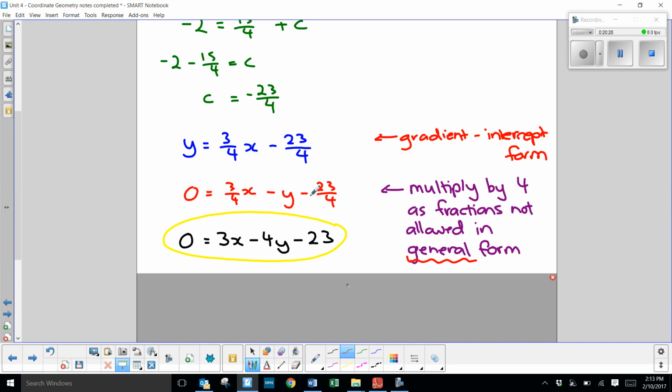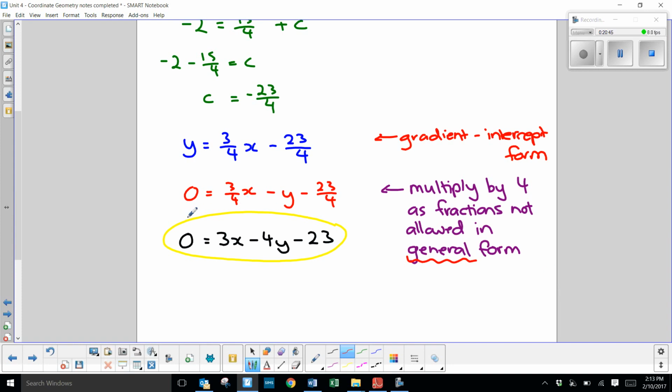So multiply by 4 as fractions are not allowed in general form. That's why. In gradient intercept form, fine. In general form, no. It has to be whole numbers. So that's a general form. If you want, you might want to just point out that you multiplied by 4, times by 4, times by 4, times by 4, just for your own notes.